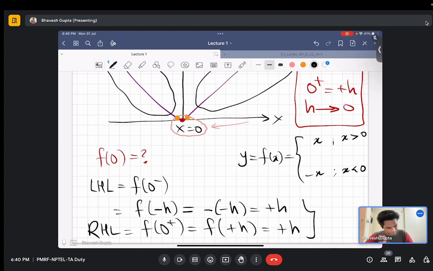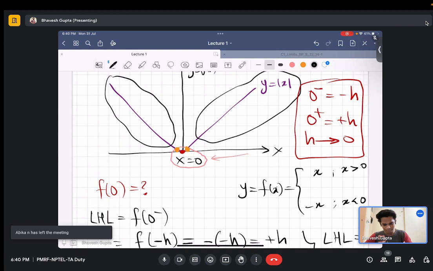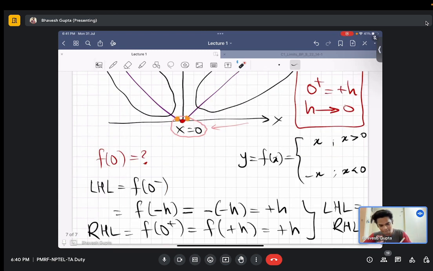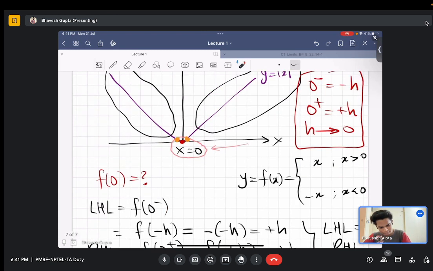Over here we see that the left hand limit is equal to the right hand limit. That means the behavior just to the left and the behavior just to the right is the same. So what do we conclude? We conclude that the behavior exactly at the center, which is x equal to 0, is equal to both the behaviors.